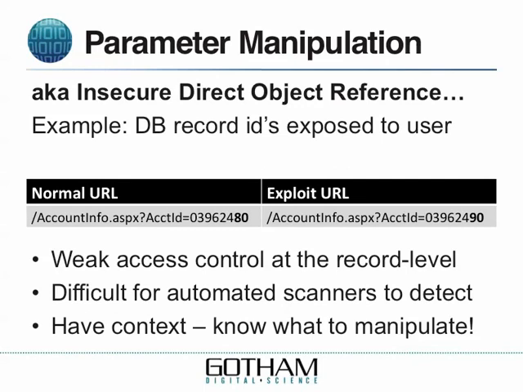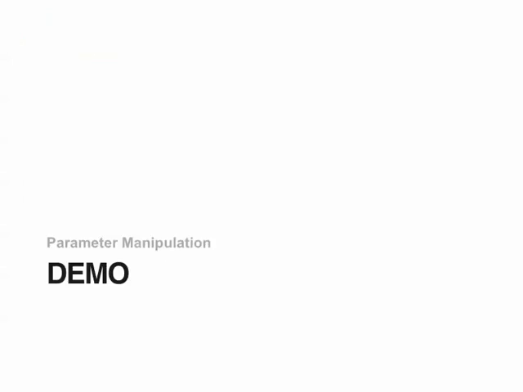One vulnerability that leads to both horizontal and vertical privilege escalation pretty often is something we call parameter manipulation. This is also known as insecure direct object reference by OWASP. In this example, we have some database record identifiers exposed as an account ID parameter in a URL. If those resources aren't protected at that level, we could just flip through account IDs and get access to other people's accounts. Let me give you an example. We also have a demo showing this.